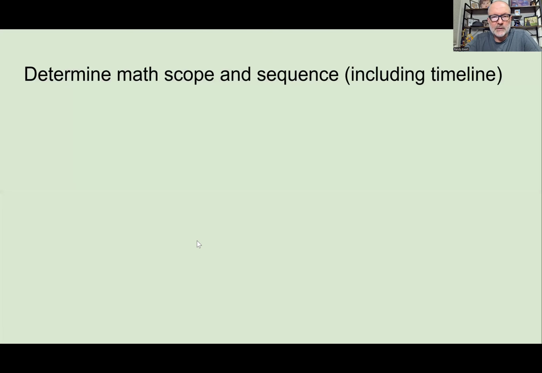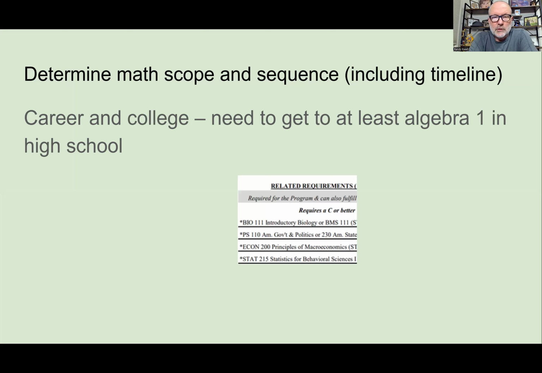The second element is the math scope and sequence. For a student who has a goal of career in college, they need to get at least Algebra 1 in high school. That algebra is typically the foundational course in college for prerequisites or for actually a requisite for a major.